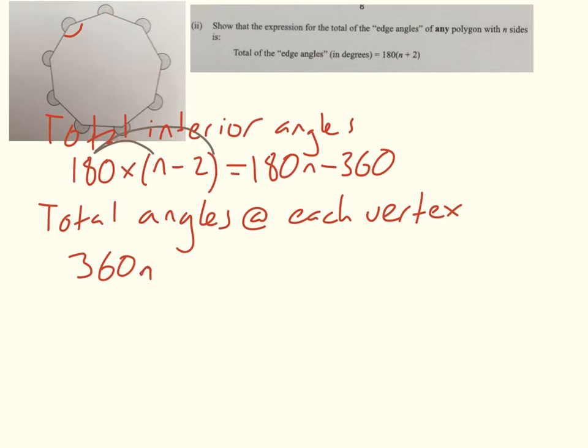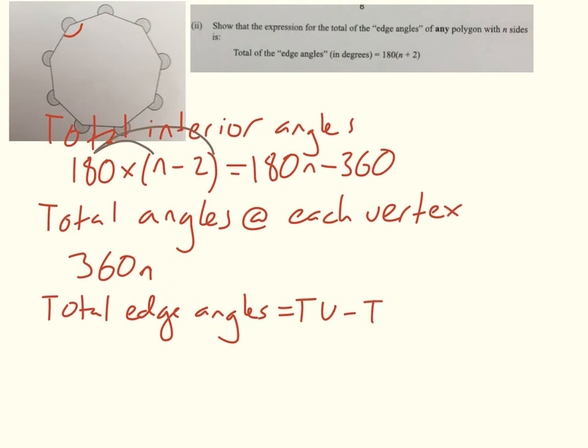Now, the total edge angles, so that is all these things here added together, will simply be that, because it's all the points there, minus the total interior angles, which we know from the other question. So I'll write that: total edge angles will equal, and I'm going to shorten this to TV, minus, and I'm going to shorten that to TI.